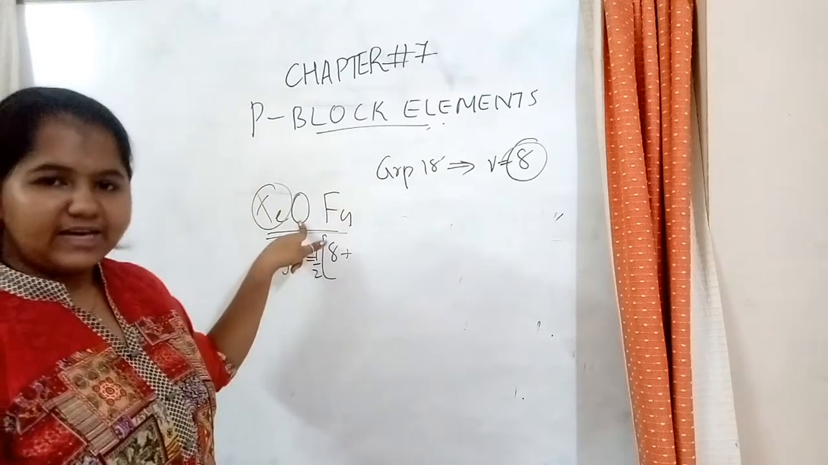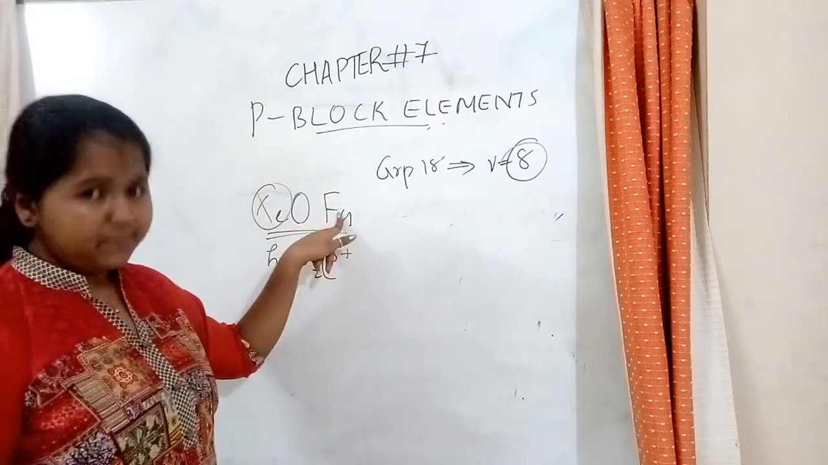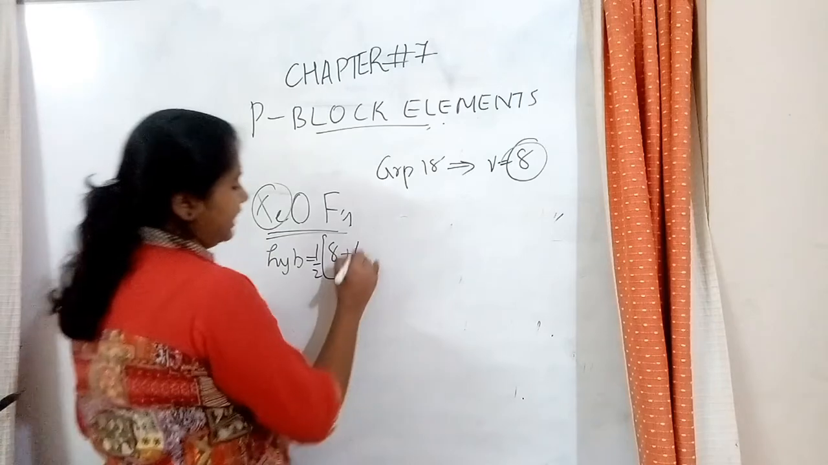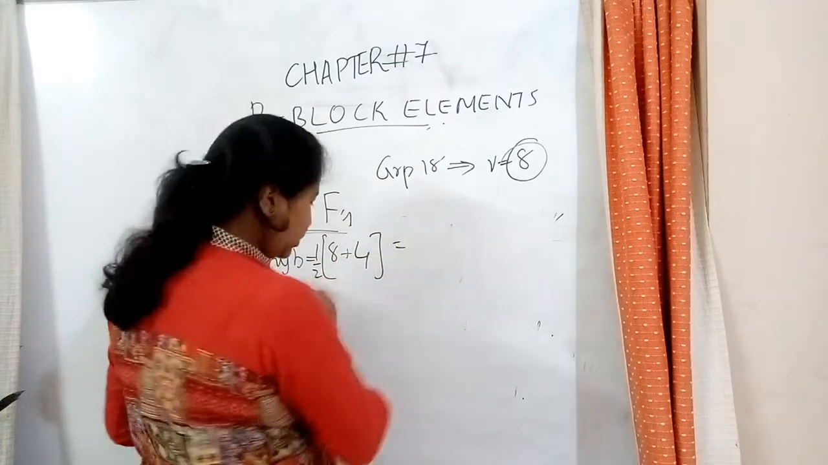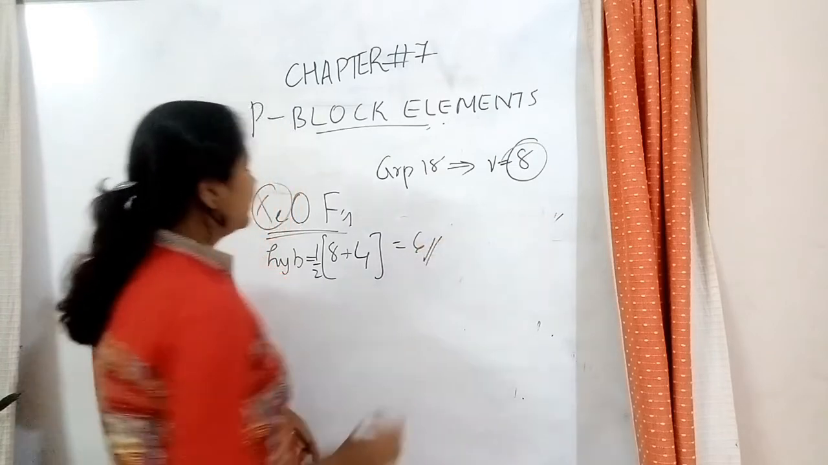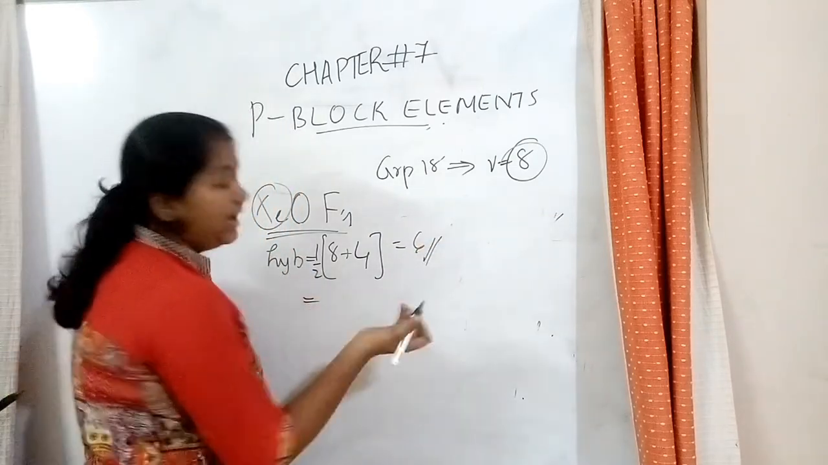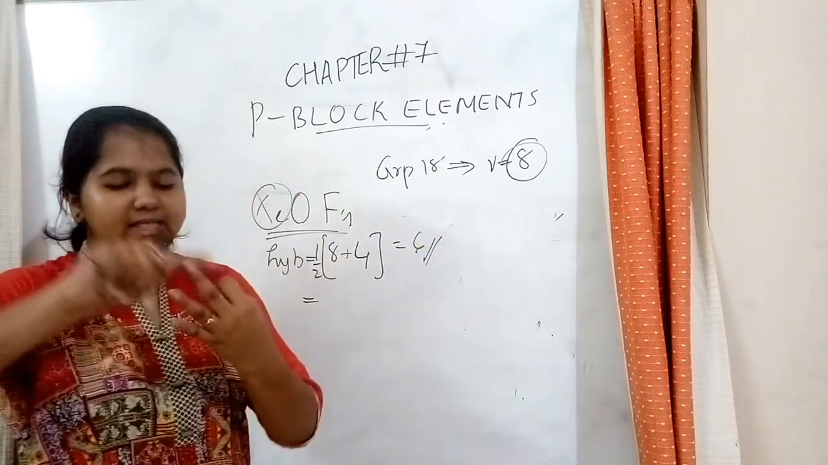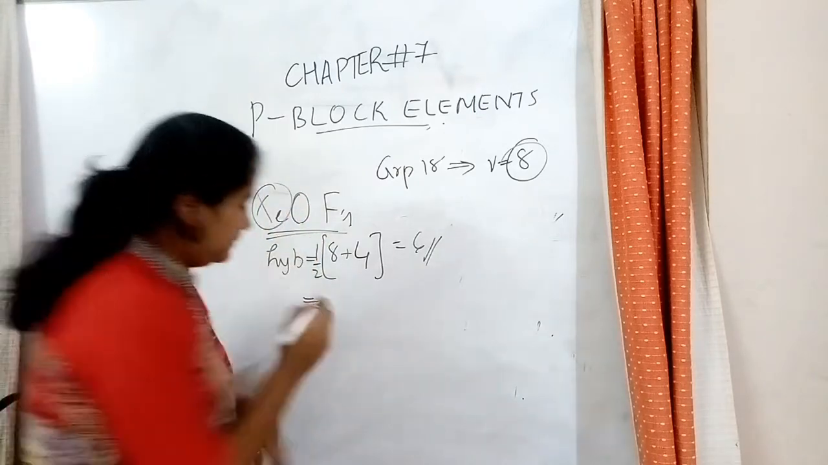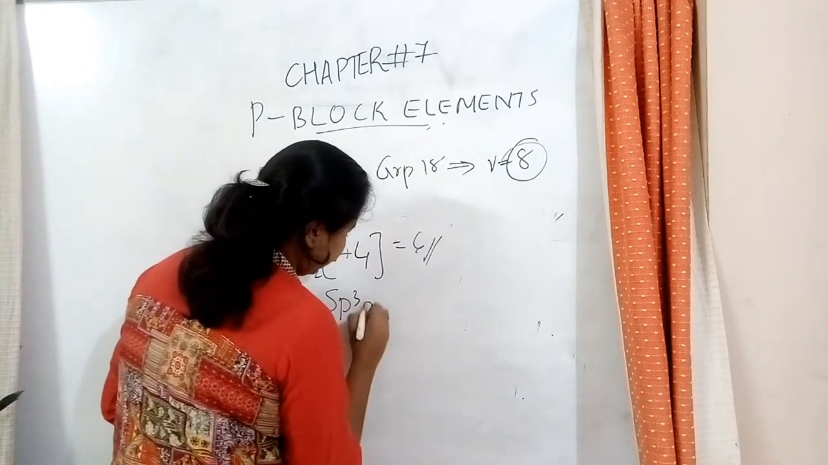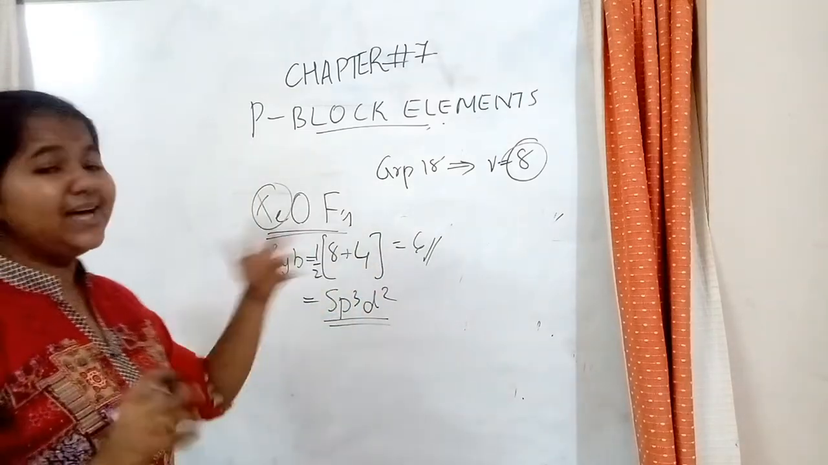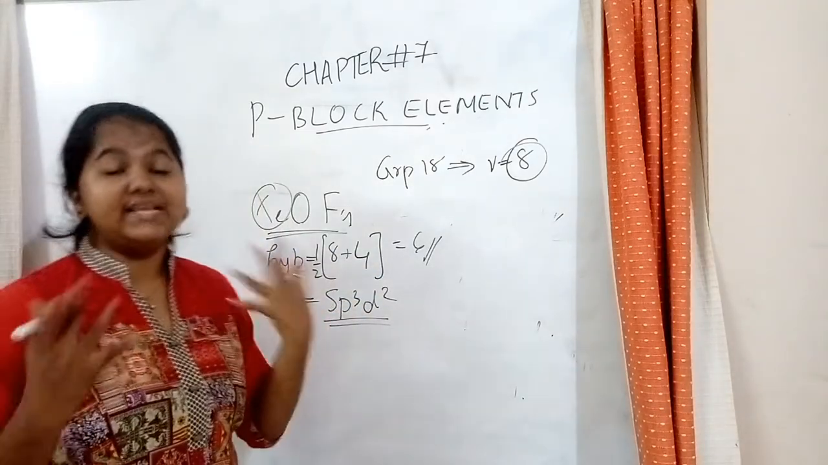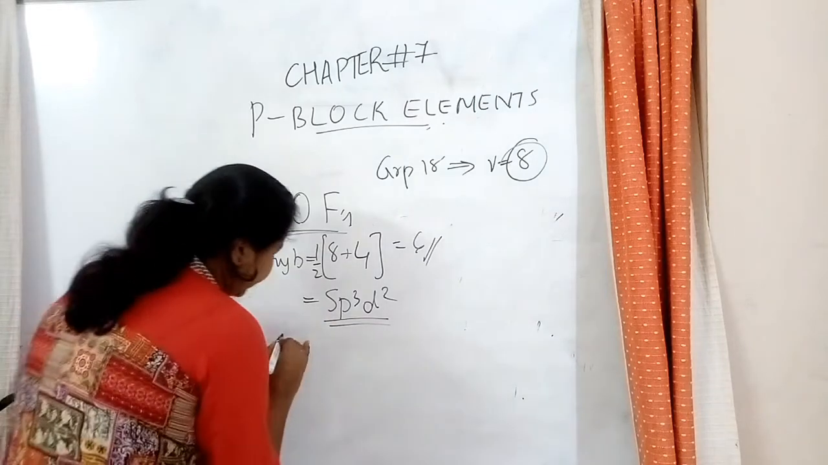Is this a monovalent compound? No. Is this a monovalent compound? Yes. And therefore we write it like this. So 8 plus 4 is 12 by 2, that is equal to 6. And now let's see what is the hybridization. sp3d2. So sp3d2 is the structure. Now let's see what's the shape, that is the expected shape is octahedral.